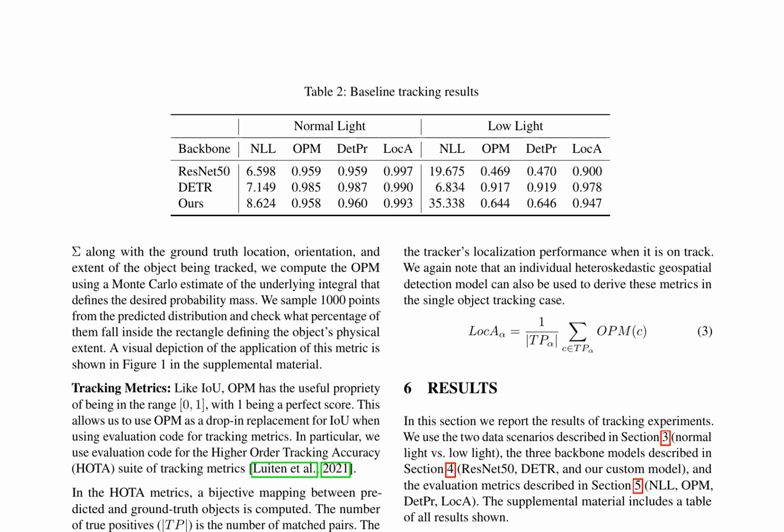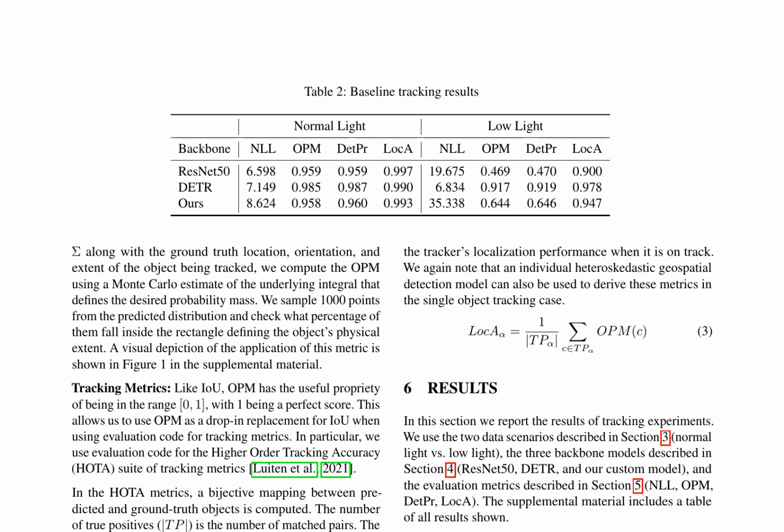The authors present baseline performance results for both normal light and low light data scenarios, using 3 backbone models: ResNet 50, DETR, and their custom model. The results show that the DETR backbone achieves better NLL in the low light setting and outperforms the other backbones in terms of OPM and tracking metrics.